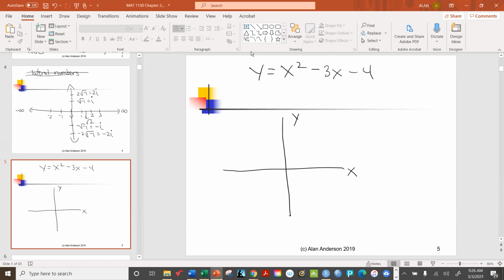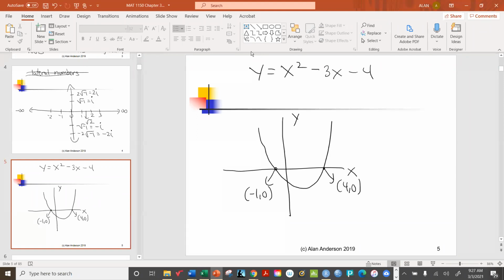And let's say the solutions would look like this. This is a rough sketch. Over here, you would have -1, 0. And over here, you'd have +4, 0.